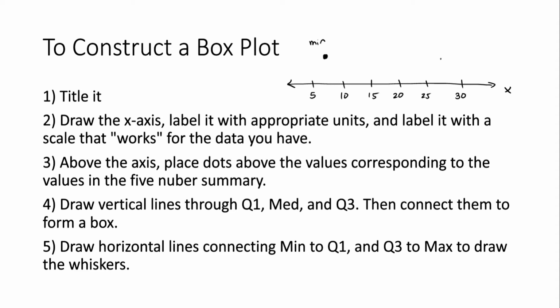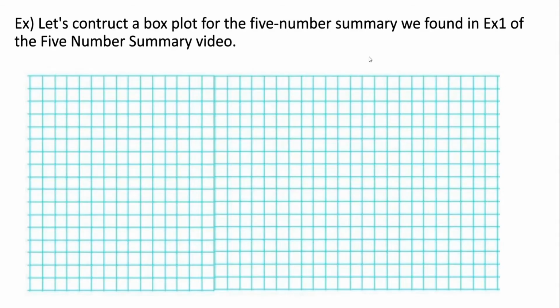This could be a minimum. Let's say we have a maximum over here, and these correspond to a value between 5 and 10, or between 25 and 30. Let's say we have Q1. Let's say this is our median. And let's say this is Q3, really close to the maximum. You would draw vertical lines through these, connect them to make a box, and then connect these to form the whiskers. So this is generally what a box and whisker plot looks like.